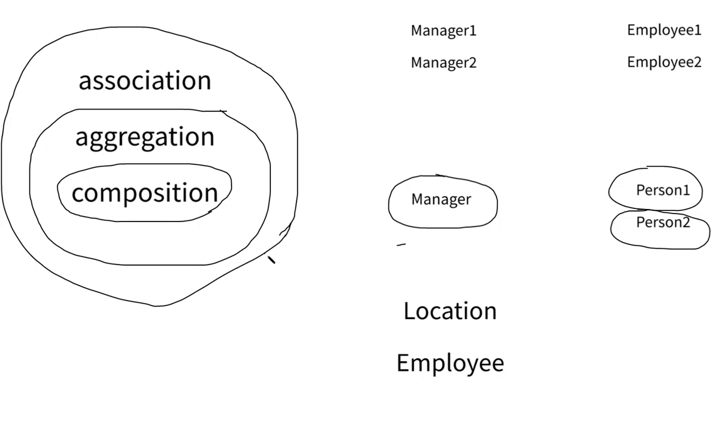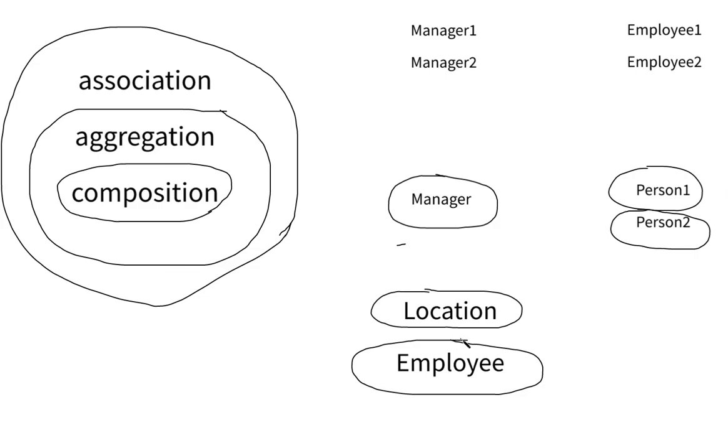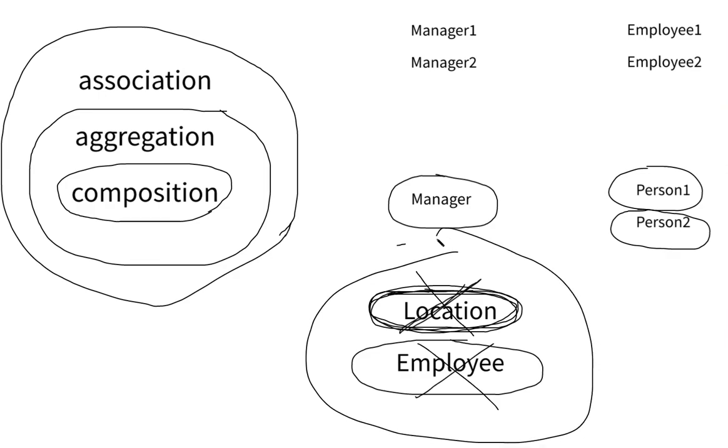Composition is a little bit different. Composition is if we had a location class and an employee class. The employee, which is one of the instance variables of location, cannot exist apart from the location. Okay? So once the location is deleted or set to null, then the employee is also destroyed.